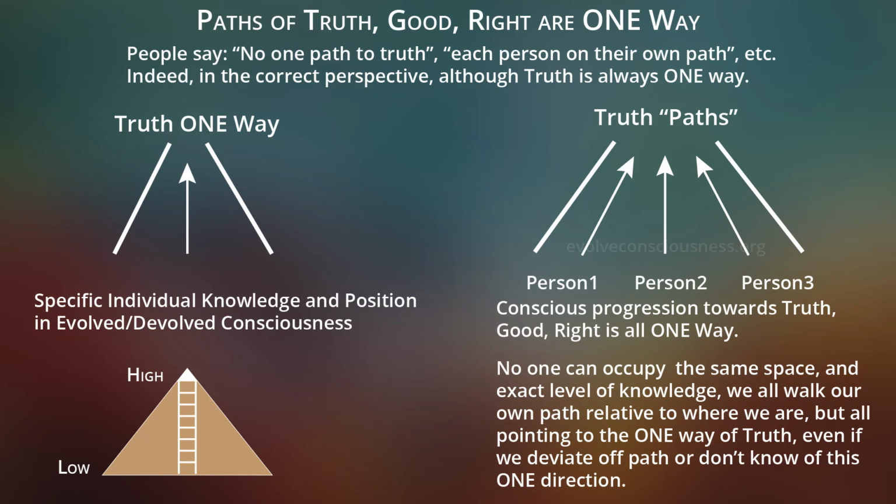Now on the right side, we have three people, person 1, person 2, person 3. There's a conscious progression towards truth, good, right, is all one way.